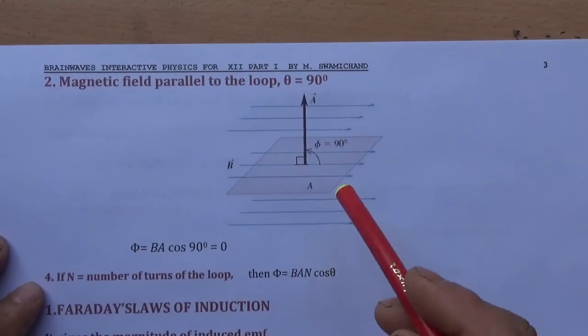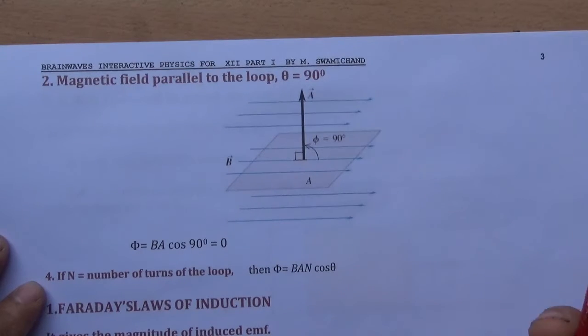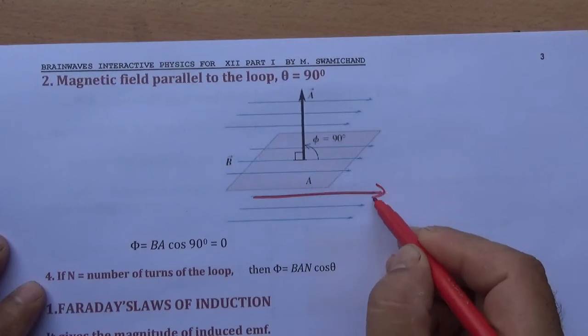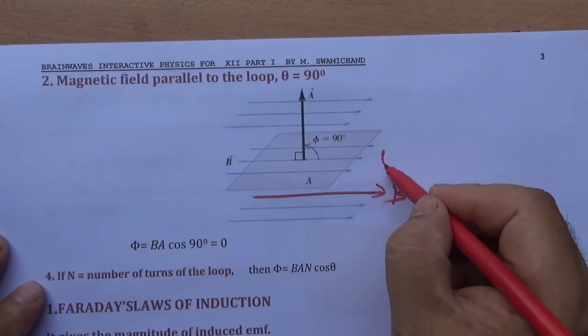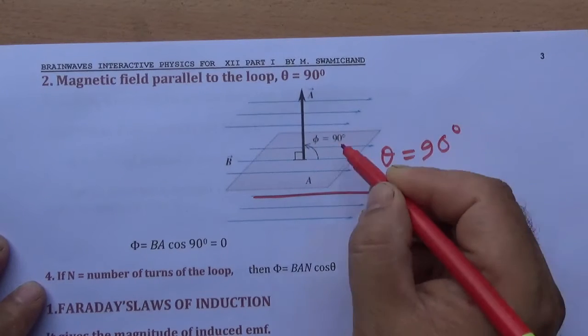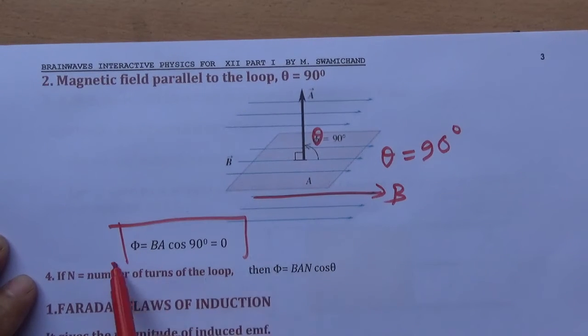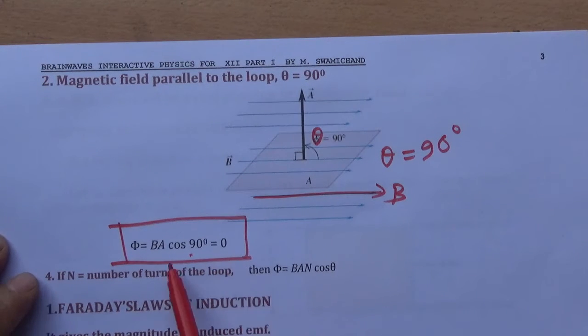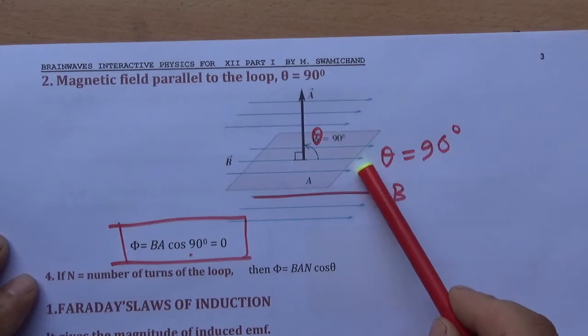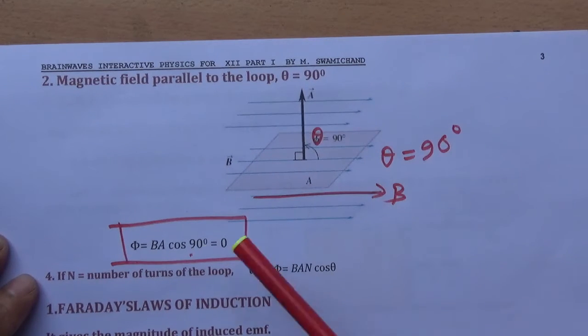Next case is the loop parallel to the field. If the magnetic field B is parallel to this loop, then the angle theta is 90 degrees. Then flux is B A cos 90. The value of cos 90 is 0. The flux will be equal to 0. So if the magnetic field is parallel to the loop, the flux passing through will be 0.